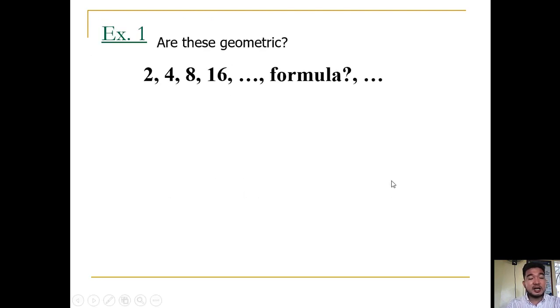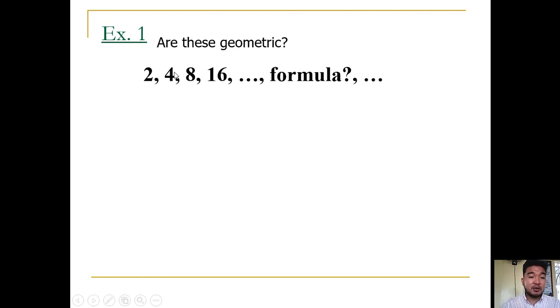So let us have an example. Are these geometric? 2, 4, 8, 16. Okay, so geometric ba itong number pattern na ito? Itong sequence na ito, we have 2, 4, 8, 16. Sabi natin kanina, para malaman natin kung geometric o hindi ang isang number pattern o ang isang sequence, then we have to get the same quotient upon dividing two consecutive terms.